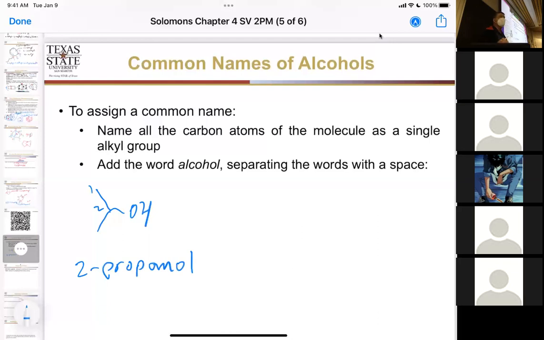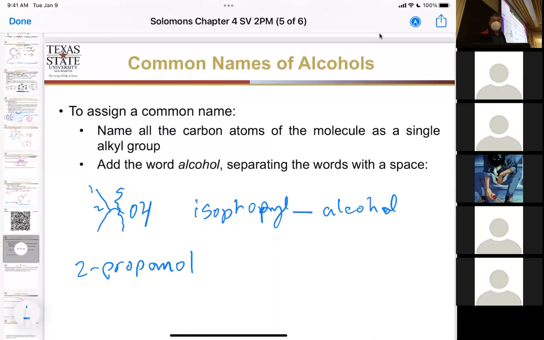But doesn't that alkyl group look like something? If we put a little squiggly line right here, doesn't it look like the isopropyl group? Well, that's how we're going to name it in the common name. We'll say isopropyl alcohol. That's an O at the end there. Okay. So that's how we would name it.